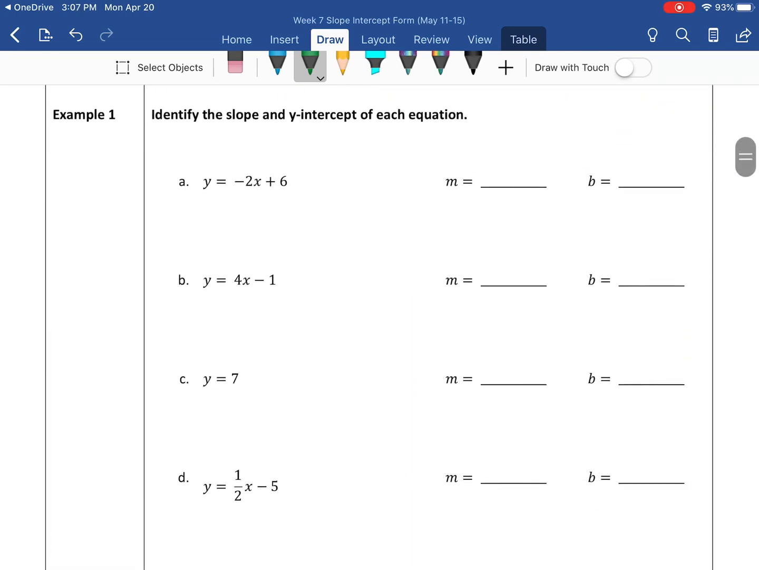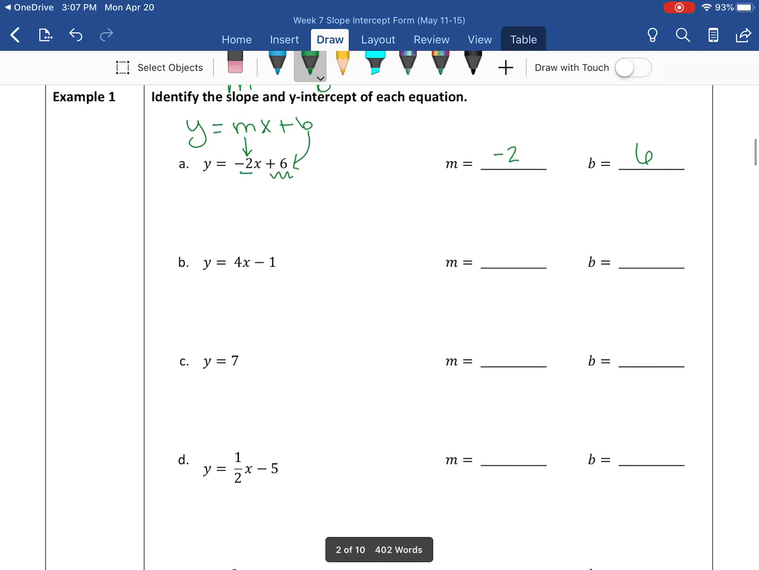We're going to start off, and we just want to figure out the slope, which is m, and the y-intercept, which is b, of each equation. So remember, these are in the form y equals mx plus b. For letter A, we have y equals negative 2x plus 6. Well, our m is the number being multiplied by x, so in this case that would be negative 2. And our b is the number that we're adding or subtracting at the end, so in this case that would be a positive 6. And that's how we find our slope and our y-intercept from our equation.